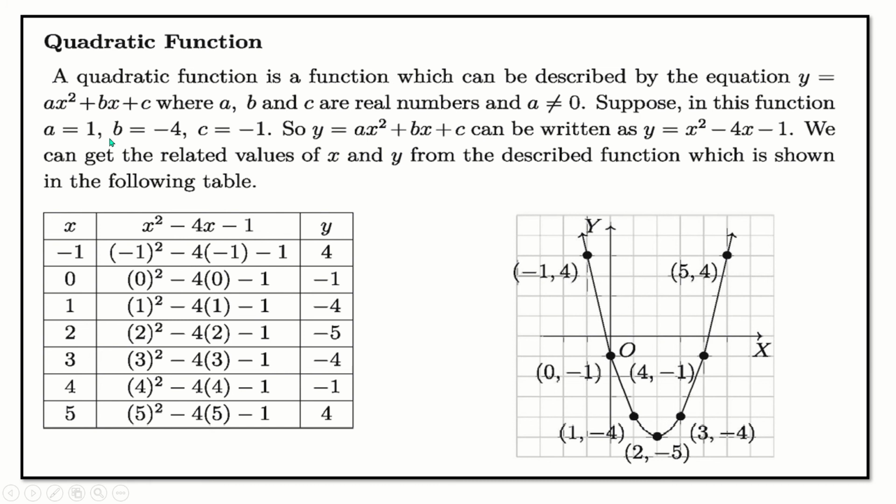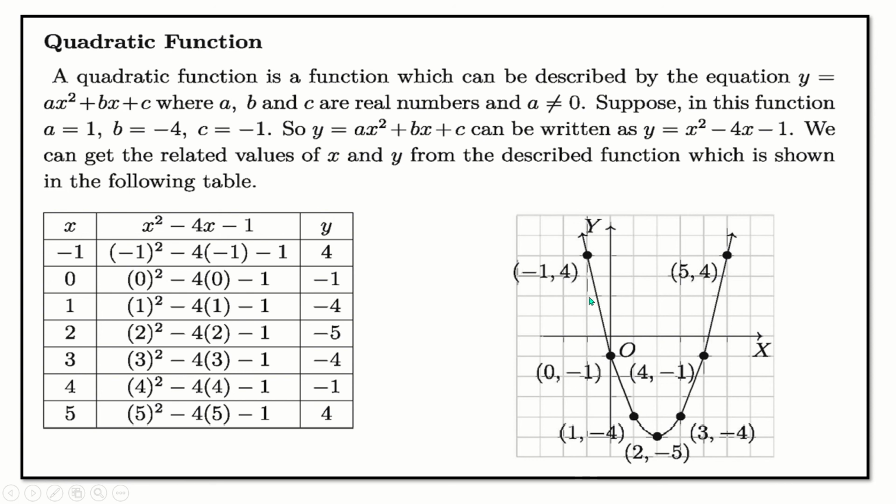Suppose in this function a equal to 1, b equal to minus 4, c equal to minus 1. So y equal to ax square plus bx plus c can be written as y equal to x square minus 4x minus 1. We can get the related values of x and y from the described function, which is shown in the following table. When x is equal to minus 1, then x square minus 4x minus 1, this is equal to y. That means this is equal to 4; 0, this is equal to minus 1; 1, this is equal to minus 4; 2, this is equal to minus 5; 3, this is equal to minus 4; 4, this is equal to minus 1; and 5, this is equal to 4.